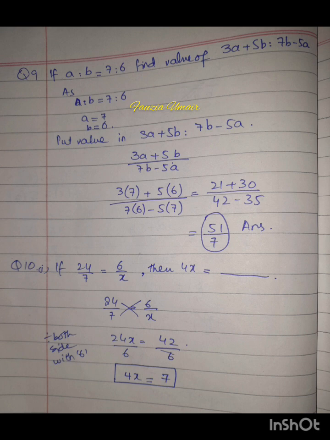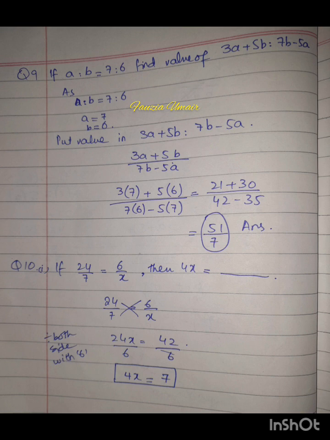Moving on to the next question, question number 9. It says if A ratio B is equal to 7 ratio 6, find the value of the given ratio. So if A ratio B is 7 ratio 6, that means A is 7 and B is 6. So put these values in the given equation and you will reach the answer, which is 51 by 7.